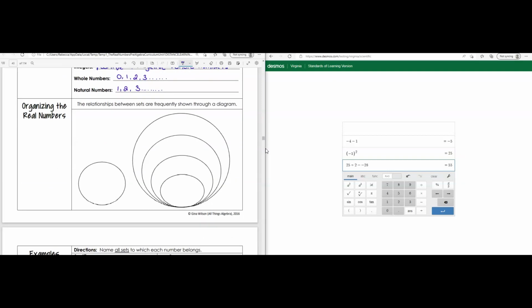If you were to organize these in a Venn diagram, you have this larger group here, the real numbers, and within that you've got two groups, the irrational numbers and the rational numbers. And within the rational numbers, you have those smaller subsets. You have the integers, the whole numbers, and the natural numbers.